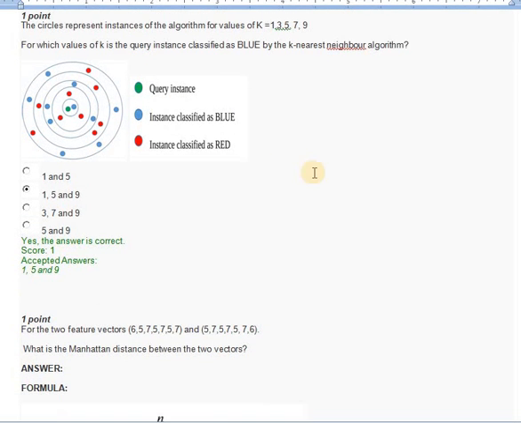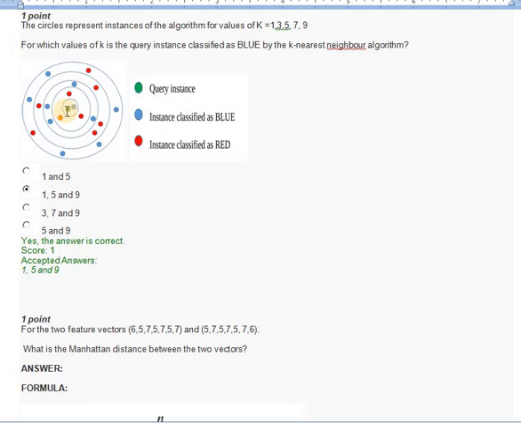And then this is our next question, where they are asking about the k nearest neighbor algorithm to find the blue which is nearest to the query instance. Here there are many rings. The first ring is taken as number 1, the second ring as 3, the third ring as 5, the fourth ring as 7, and the fifth ring as 9. So which rings are they?